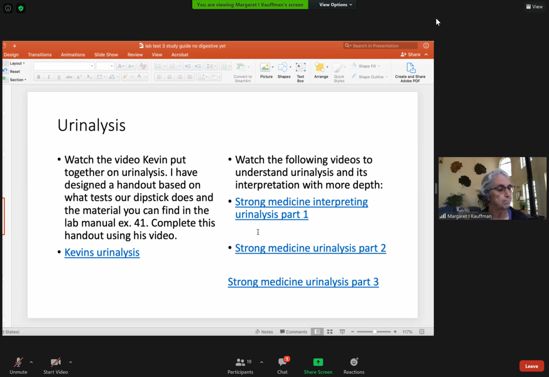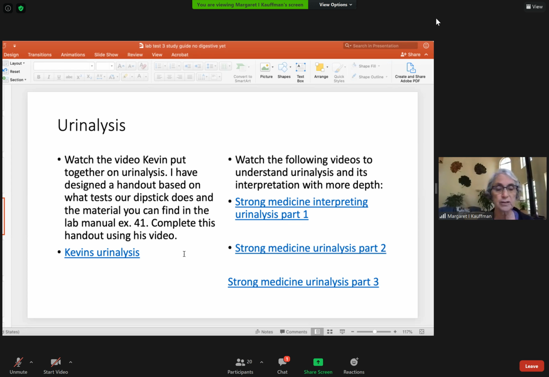So one thing that I would like you to do is fill out this table in the handout. And I realize that the table has some of Kevin's results when he does it with the test strip. But it also has the last column, conditions and causes. Sometimes conditions have a name, like diabetes has a name.